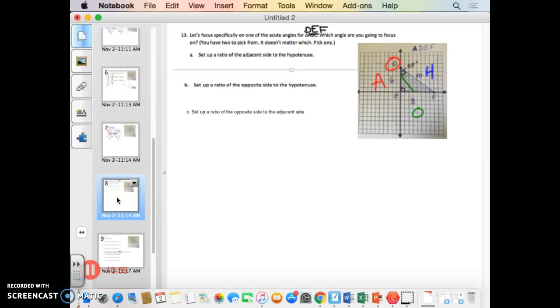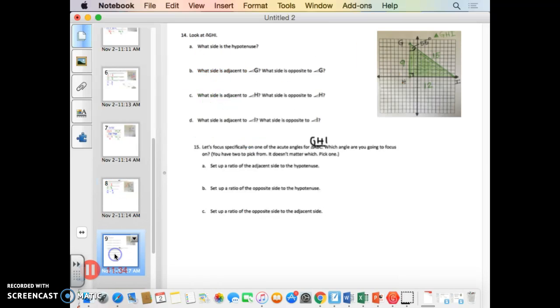So I'm going to set up a ratio of the adjacent side to the hypotenuse. So it would be A over H, which is going to equal 6 over 10. And you can simplify it if you want, or you can just leave it alone. All right, second, I'm going to do opposite over hypotenuse, which is going to equal 8 over 10. And lastly, I'm going to set up a ratio of the opposite side to the adjacent side. So O over A, and that's going to equal 8 over 6.